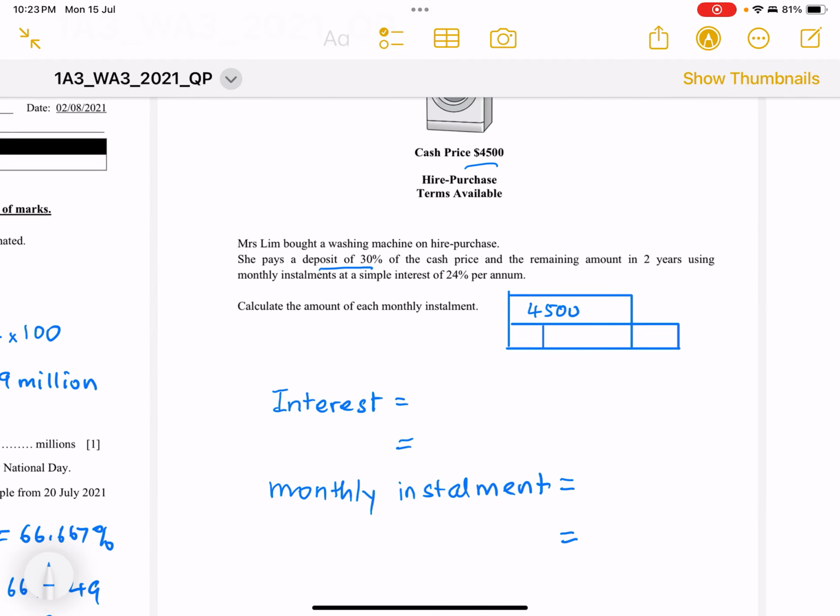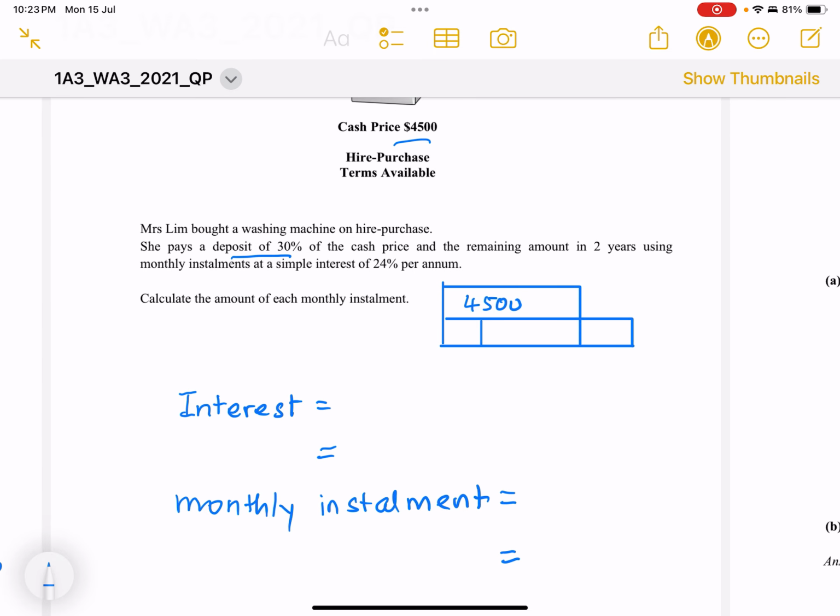The second sum is on hire purchase. In hire purchase, Mrs. Lim cannot pay the full cash amount, so she has to pay by installment. She must first make a deposit of 30%, and the balance 70% needs to be paid back as monthly installment, and the interest is charged on the balance.